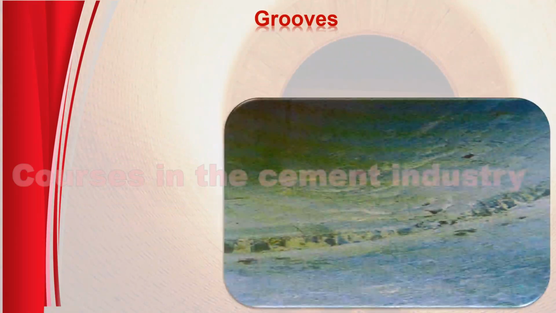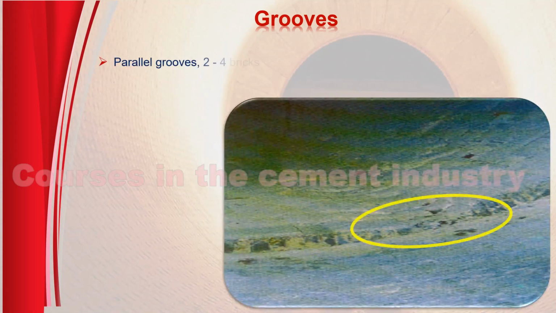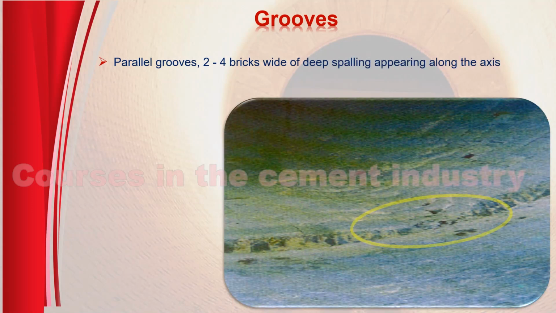Grooves. One of the most important phenomena that occurs. We can see in this picture: 1. Parallel grooves, 2 to 4 bricks wide, of deep spalling appearing along the axis. 2. Excessively tight key line.